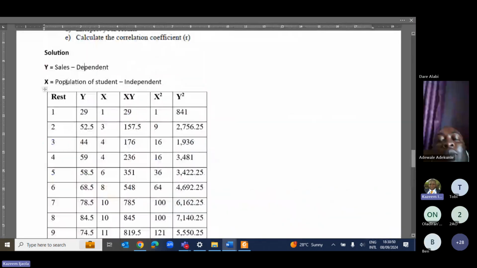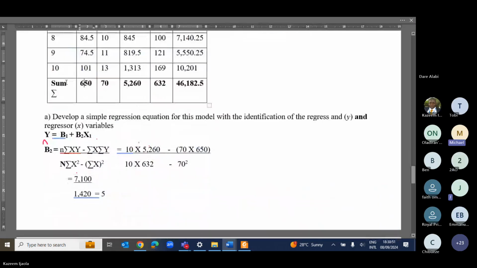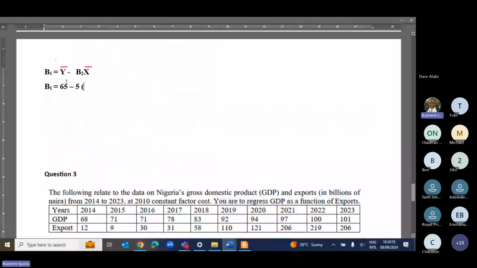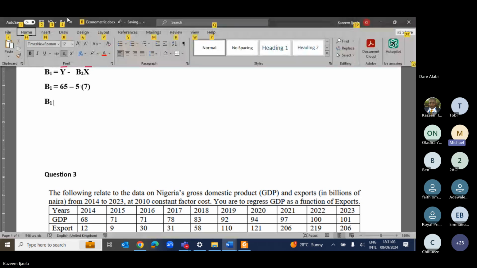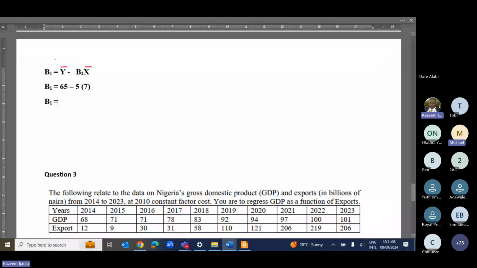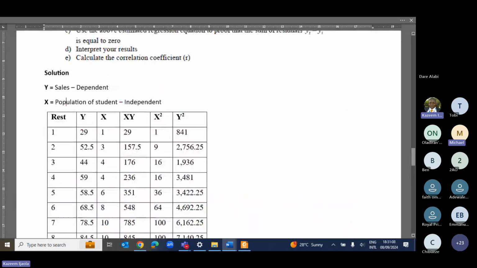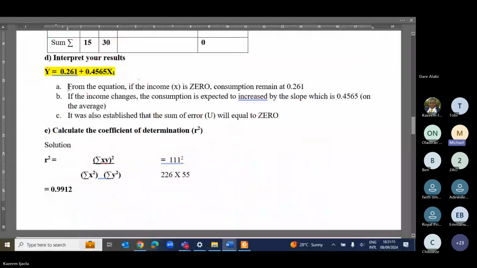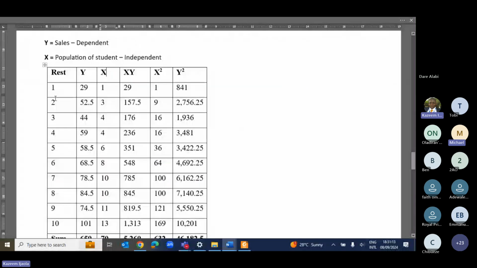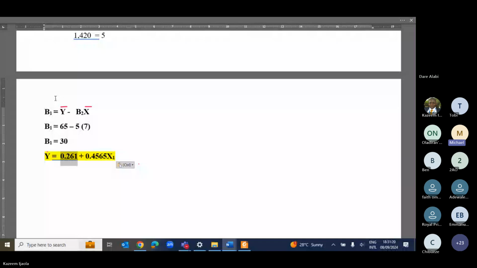So what's our beta 1 now? Beta 1 is equal to 30. So what's our regression equation going to be? Our equation, y is equal to 30 plus 5x1. So this is the equation, okay? This y here is going to be a y cap. You are going to put a cap on it. It is y cap.